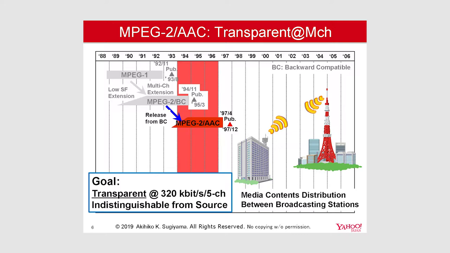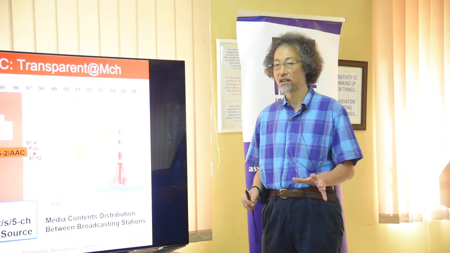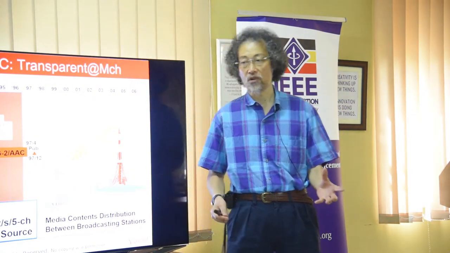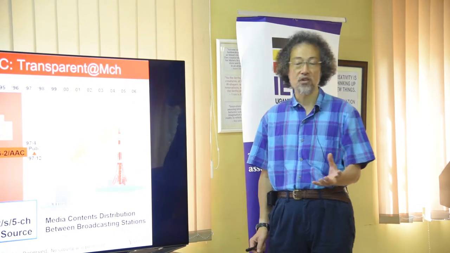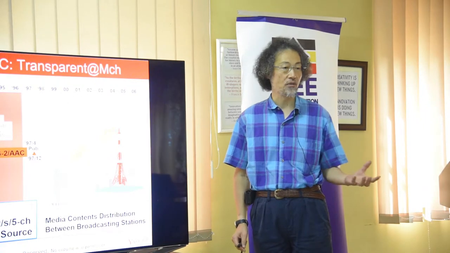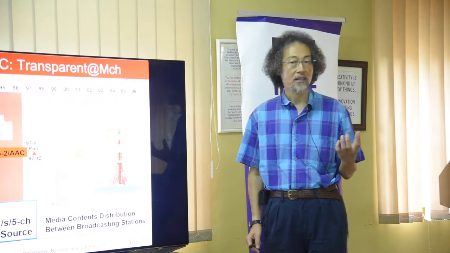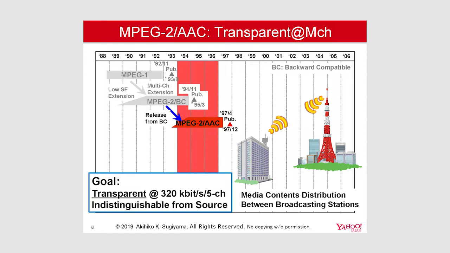So transparency means it is not possible to distinguish the quality between the original signal and the transmitted signal. In the process of transmitting, you apply data compression, you apply decompression of the data. So usually there are quantization noises. The quality is degraded, but even with this degradation, most of the people should not be able to notice the degradation. That is the meaning of indistinguishability or transparency.